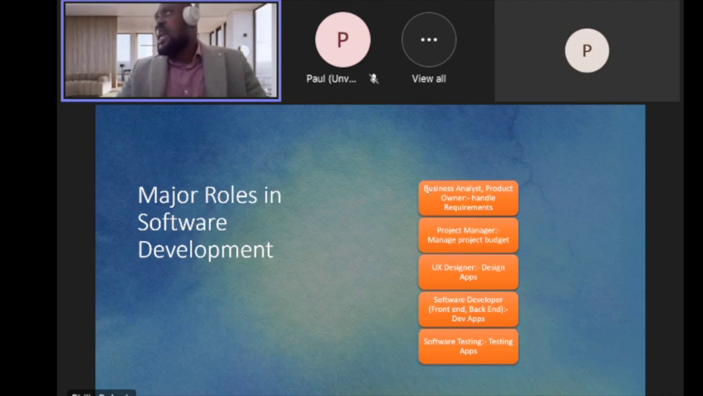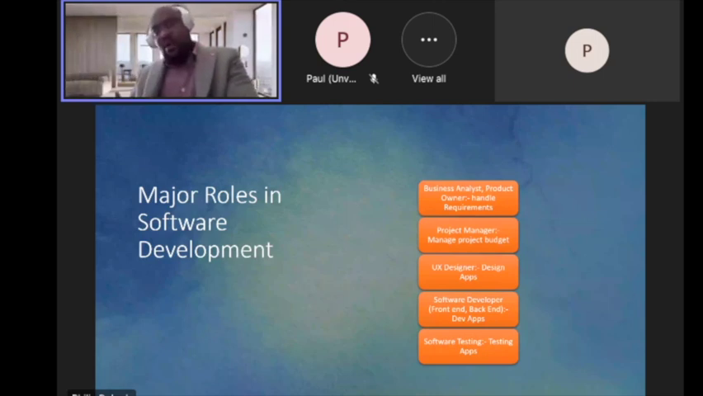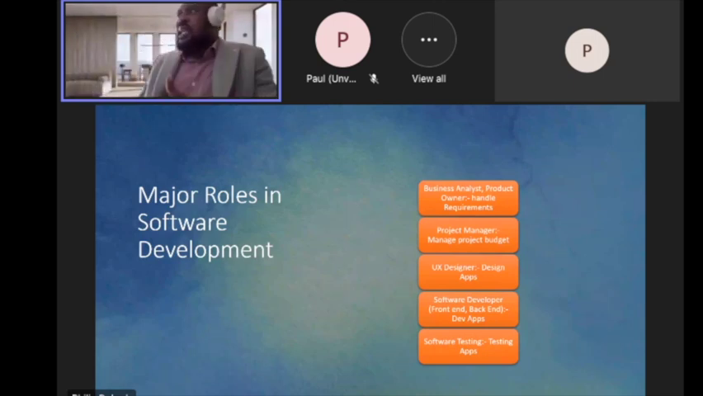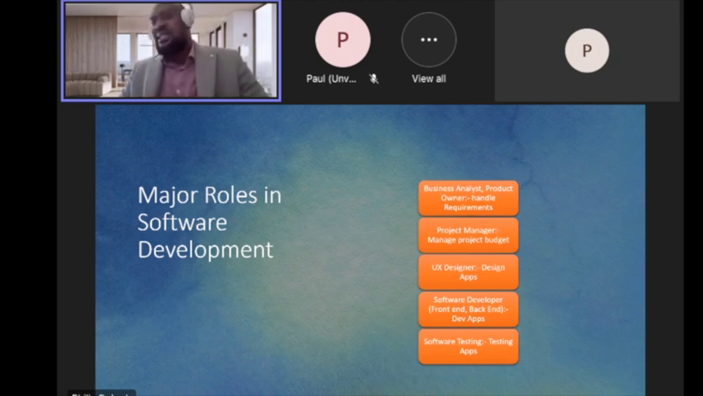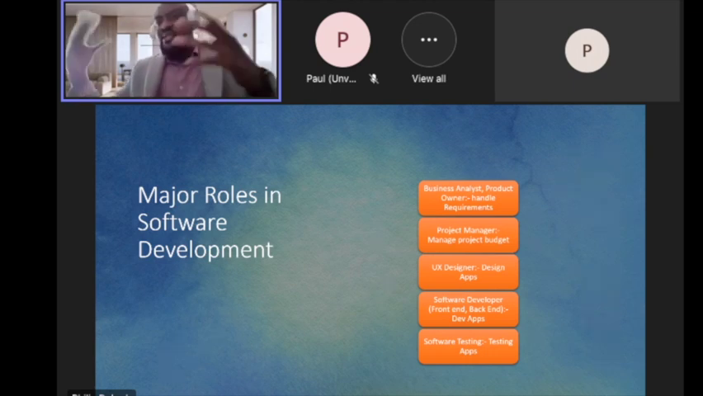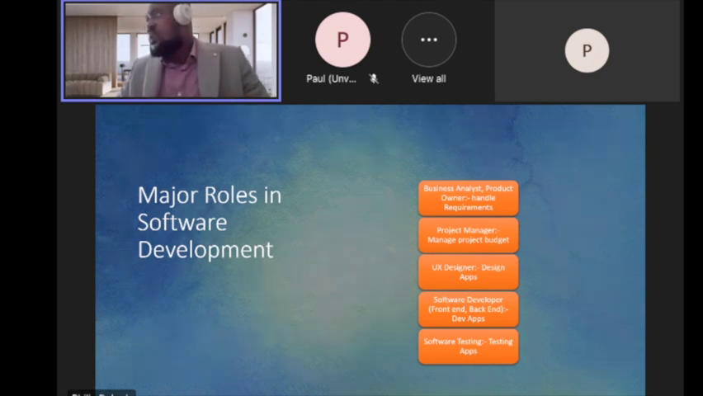BA, basically, when we have a BA on a project, their role is to handle the requirements. And when we have a project manager, their main role is to handle the budget. They'll be discussing who has to come in and what time the project is going, so they'll be managing that. And also we have the UX designer. When the project is starting from scratch, mostly they'll be building the wireframe or designing the application for the software developers.